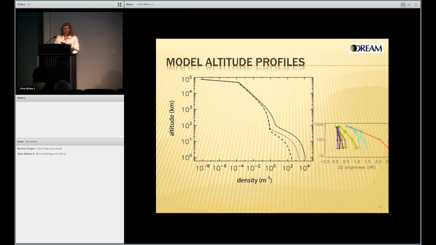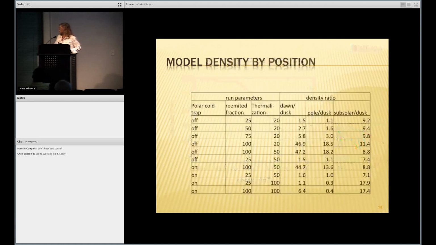would result in a different scale height. The scale height, of course, for PSA would be the least, and scale height for sputtering would be greatest. And so these were the runs, turning the polar cold trap on and off, the re-emitted fraction.